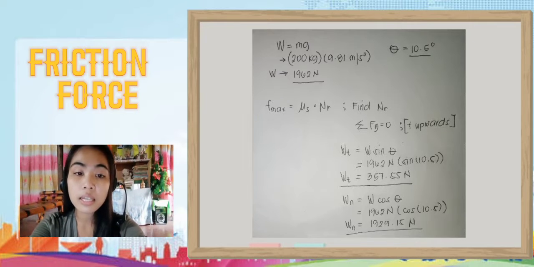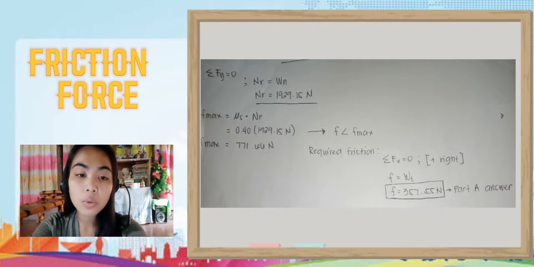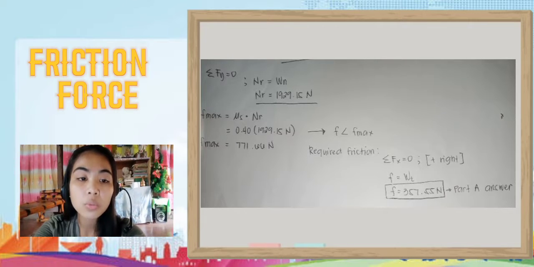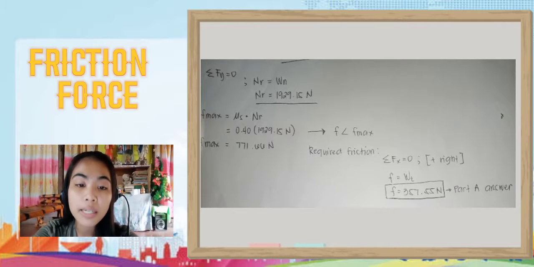Then, kasi nakuha na natin yung value ng WT natin at WN, gawa tayo ng summation of Fy is equals to 0, which is NR, or normal reaction, is equals to the normal weight, or WN. So, ang normal reaction natin is equals to the WN, which is 1,929.15 Newton. So, nakuha natin ang value ng NR natin.